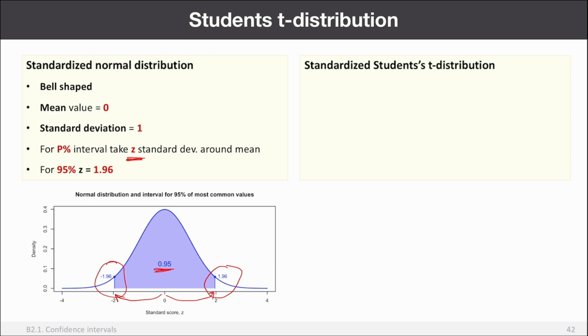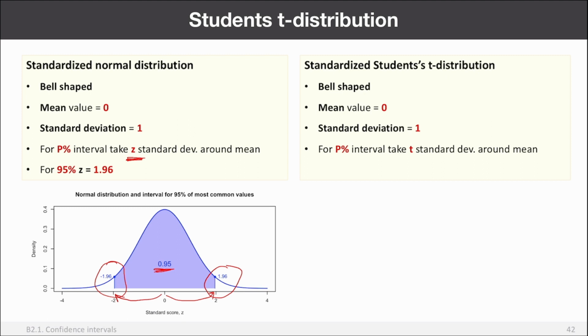Now, Student's t-distribution, it's also bell-shaped. It also has average 0 and standard deviation equal to 1. However, and here is the difference, for any interval, for example, for a 90 or 95% interval, we take not Z, but T standard deviations. So we have a new score, T score instead of Z score. And the Z score, you remember, depends only on how big the interval is in terms of probability or percentage, but the T score depends on two things.